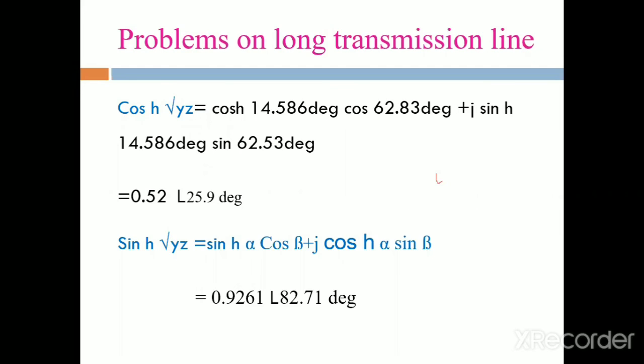Then we calculate the cosh root of yz and also sinh root of yz. Cos of a plus b: what is the formula for that? Cos of a plus b is equal to cos a cos b plus sin a sin b. In the complex case it is cos a cos b plus j sin a sin b.